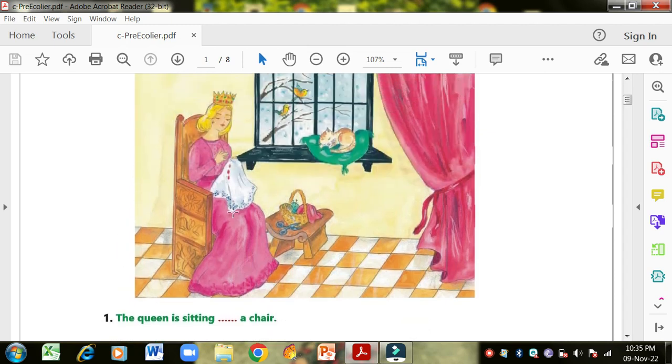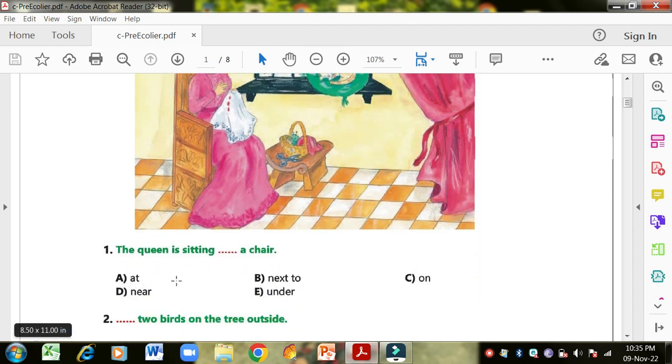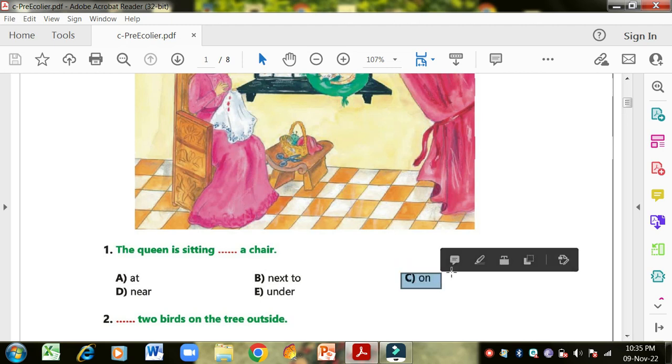Now you can see that this is the picture here, and you can see where the queen is sitting. At the chair, next to the chair, on the chair, near the chair or under the chair. See, these all are prepositions. So you know that we always sit on the chair. So the correct answer will be on. Now you have to circle it. Okay, I'm highlighting the answer like this. This is the correct answer. On is the correct answer.